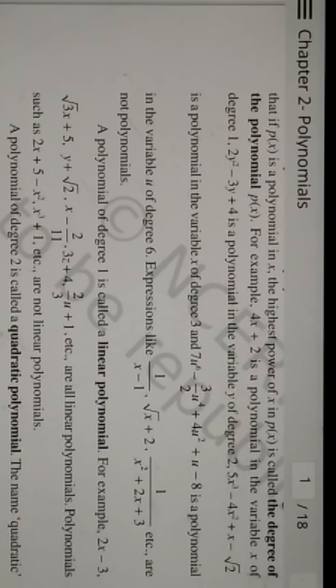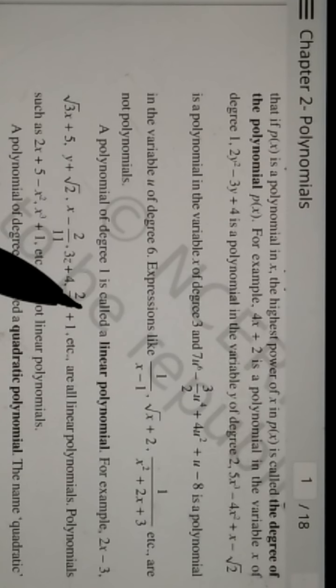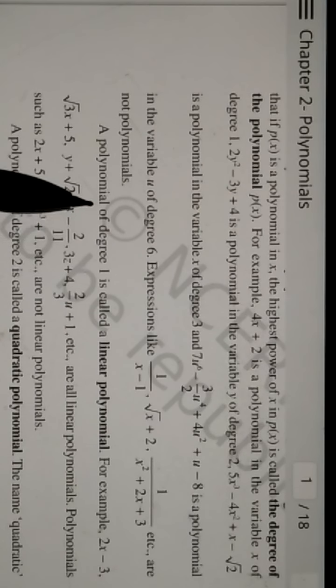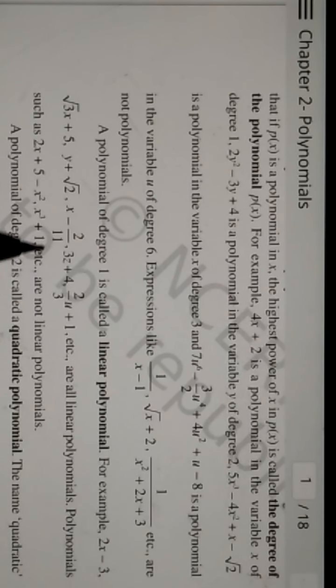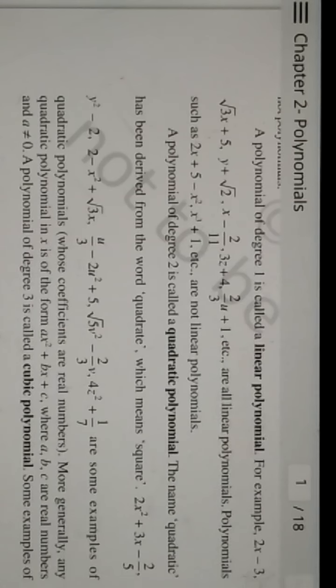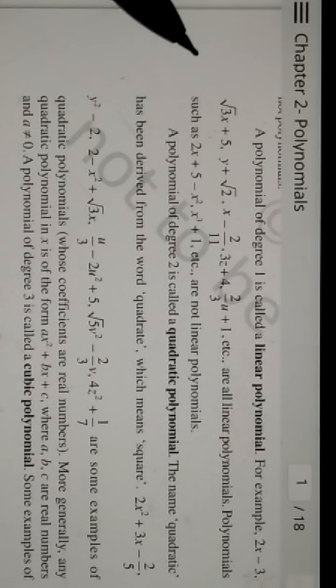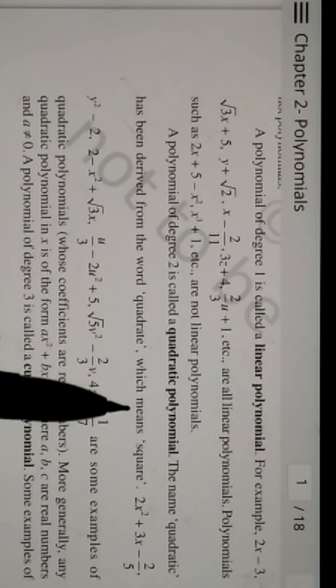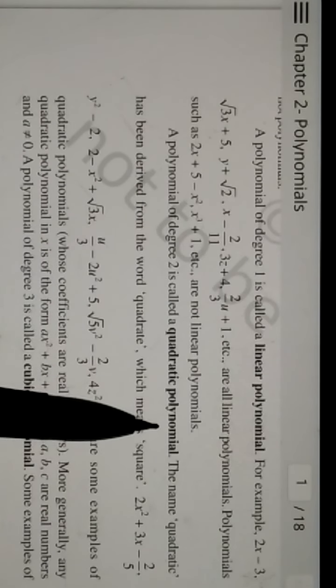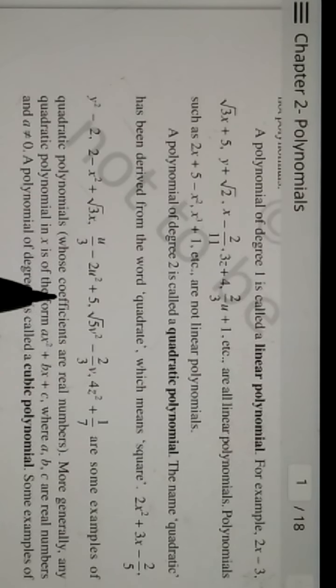According to the degree, there are certain names we have given. The first one: if the degree is 1, we call it a linear polynomial. Only once will you have the variable. So we say this is a linear polynomial. Likewise, if the highest power or the degree is 2, then we name that a quadratic polynomial. Next, if the highest power is 3, then that one is termed a cubic polynomial.